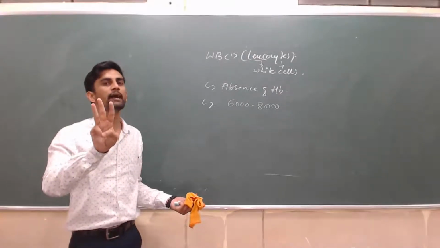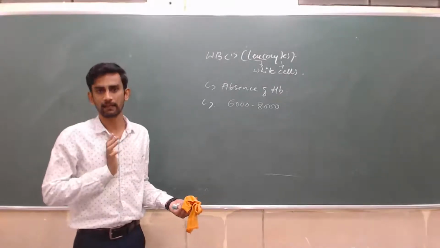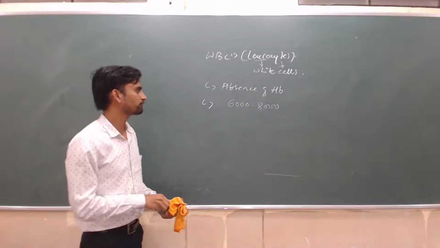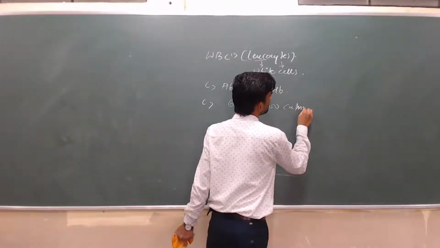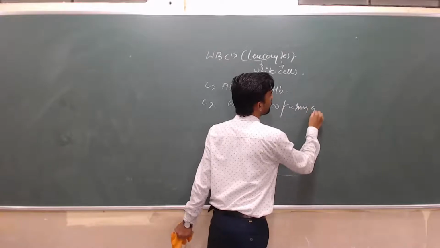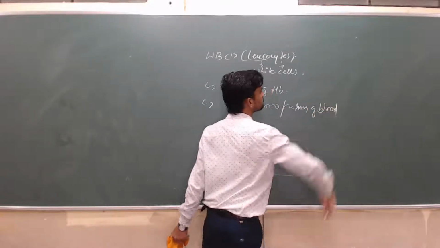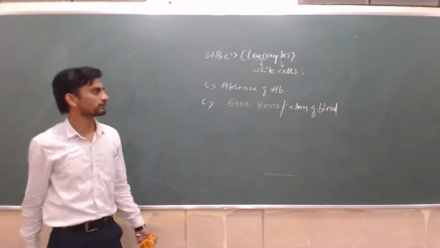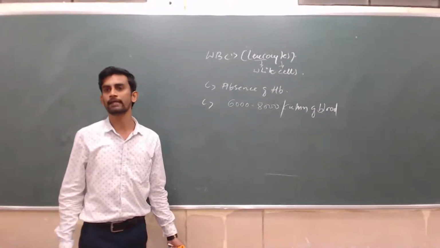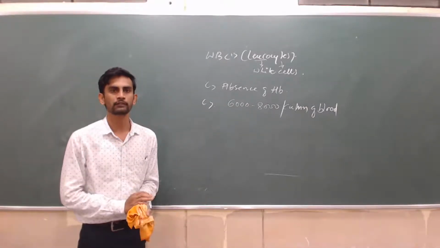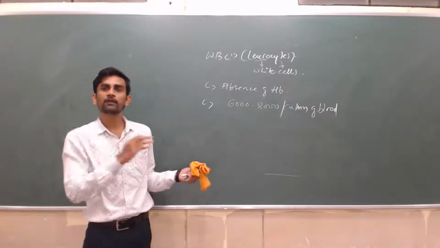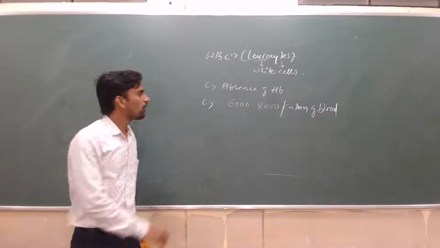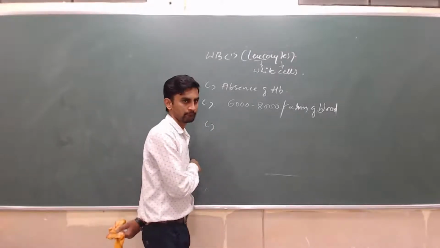So there are 3 words you have to remember. In total, 9 words may come. What are those? We'll discuss now. It is counted per cubic mm of blood. Usually 6,000 to 8,000 per cubic mm of blood you will find. This is the normal count. A lesser count will also cause disease, and a higher count will also cause disease. So that count will matter here.